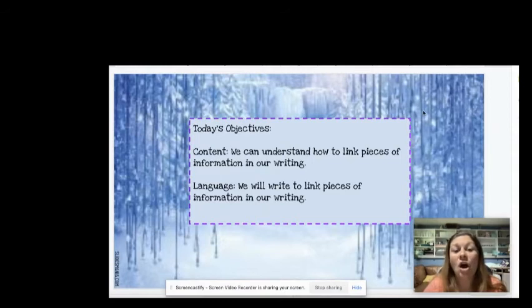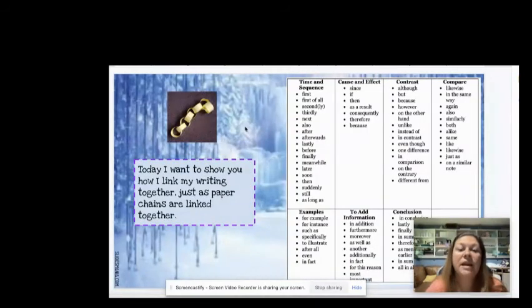Today's objectives are we can understand how to link pieces of information in our writing, and we will write to link pieces of information in our writing. Today, I want to show you how I link my writing together just as paper chains are linked together. We will be using words that are known as transition words.